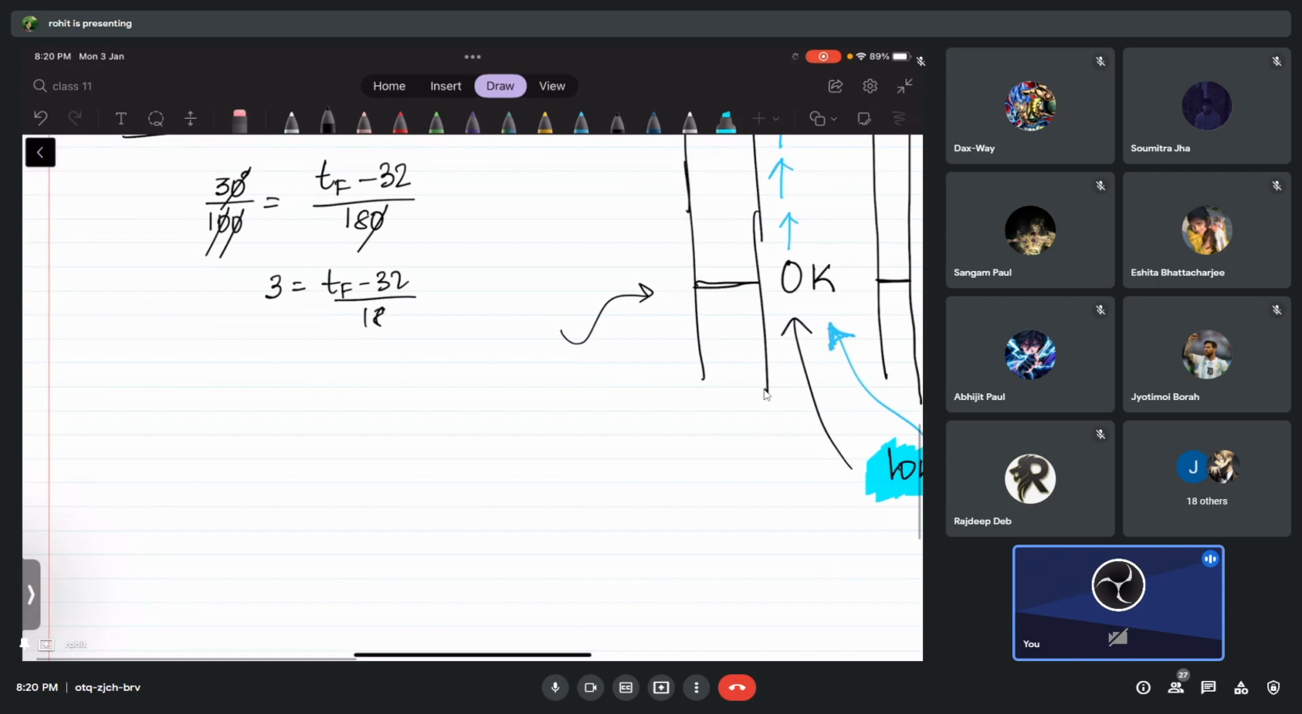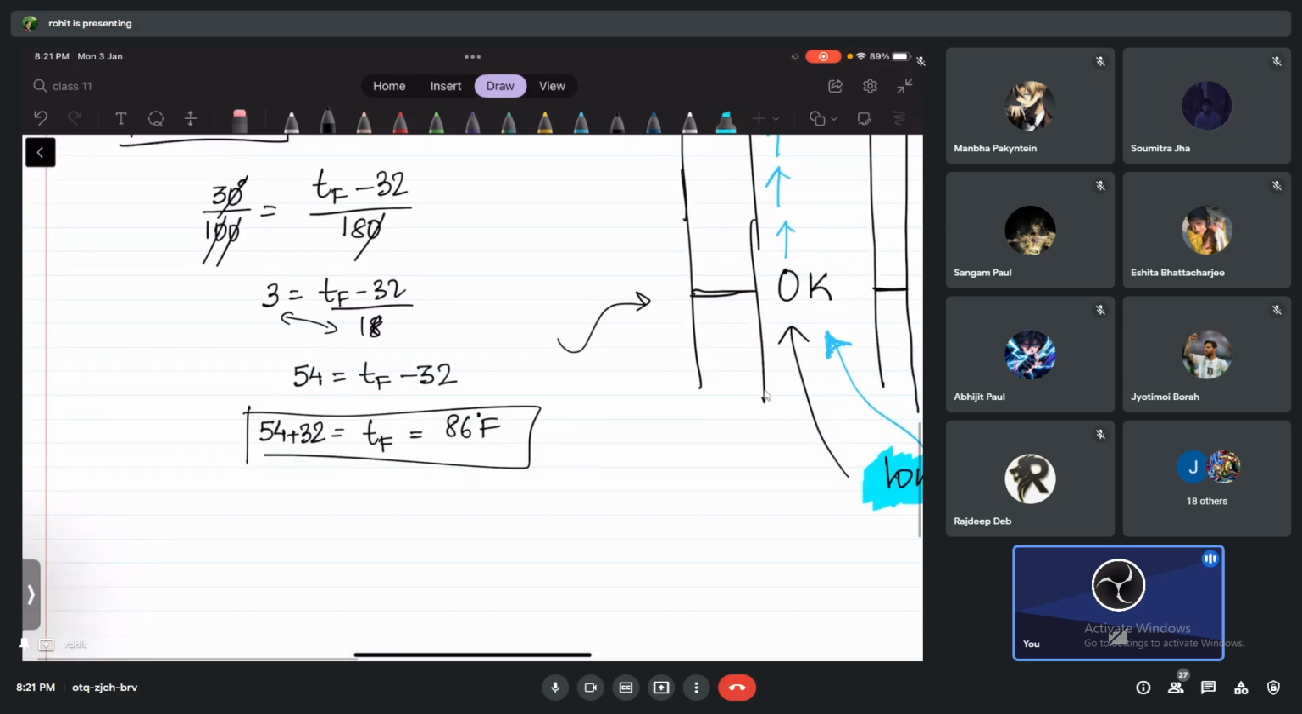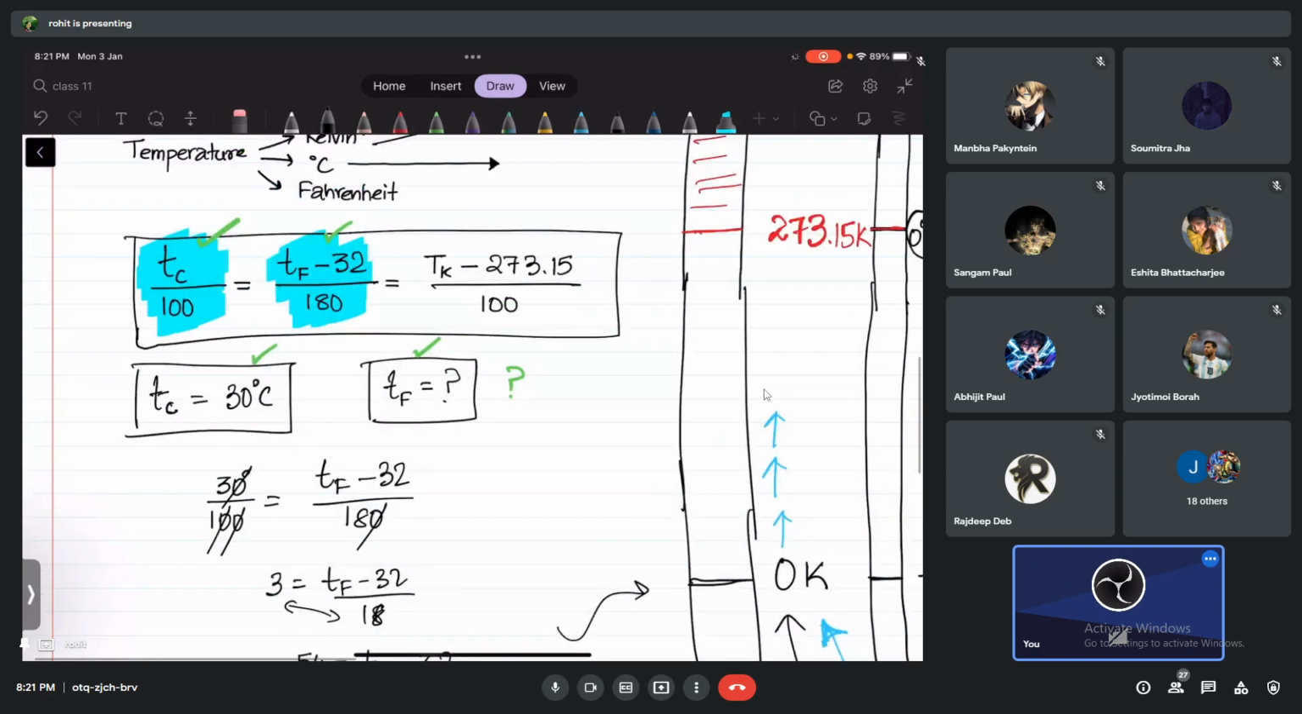Can you tell me how much is 18 into 3? Those who are good in maths. 54. Then 54 equals Tf minus 32. So your Tf, the temperature in the Fahrenheit scale, will be equal to 54 plus 32. So that is your answer: 86 degree Fahrenheit. I hope you understand how to use this formula. It's clear for all of you, right, guys?